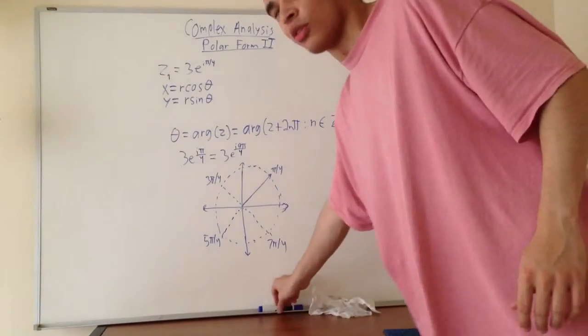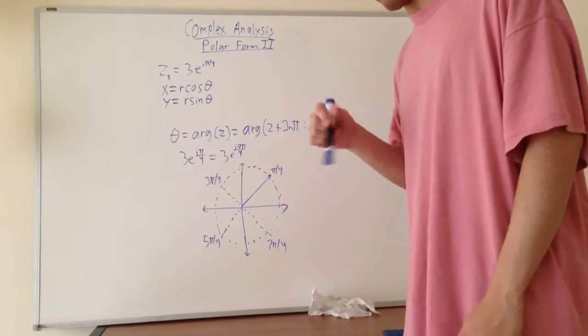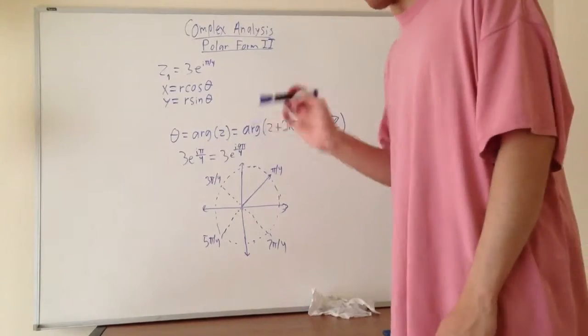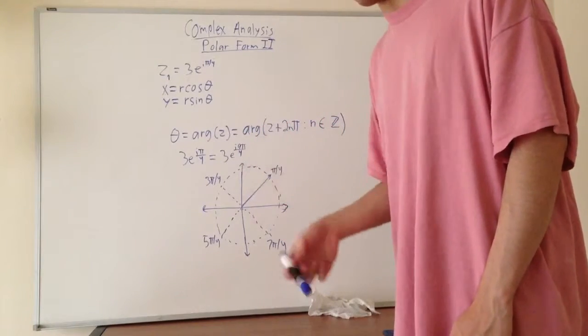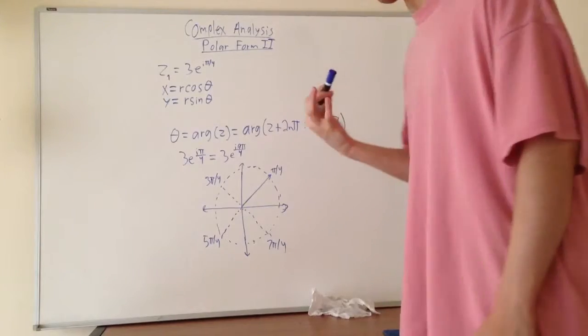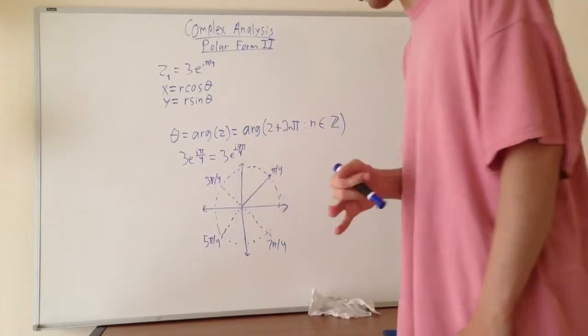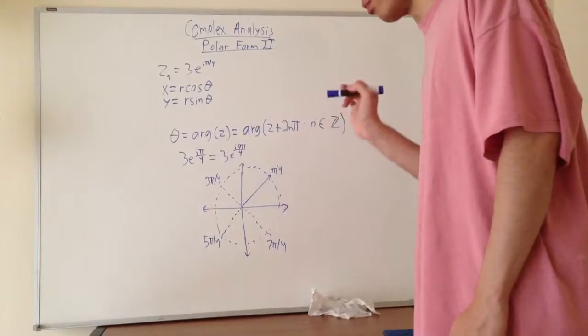Alright, so this will be the complex analysis polar form part 2. In the previous video, I talked about how to convert from Cartesian coordinates into polar coordinates and a little bit about how useful the polar form is in complex analysis. In this video, I'll be talking about how to convert the other way around, how to get from polar back to Cartesian, and some important properties of angles that I need to go over now.